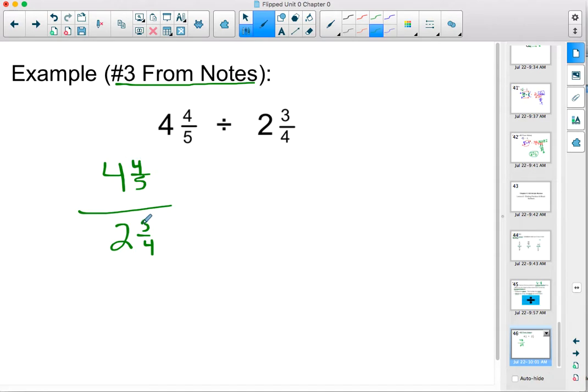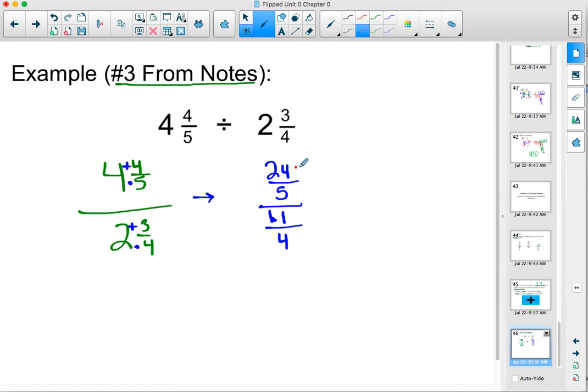After we write it in complex fraction form, our next step is to make sure that our numerator and denominator are both fractions. So that means we've got to change these into improper fractions. 5 times 4 is 20, plus 4 is 24. Fifths, because we just bring our denominator right over there. 4 times 2 is 8, plus 3 is 11. Fourths, remember we just bring our denominator right on over there. And now we can go ahead and solve our complex fraction.